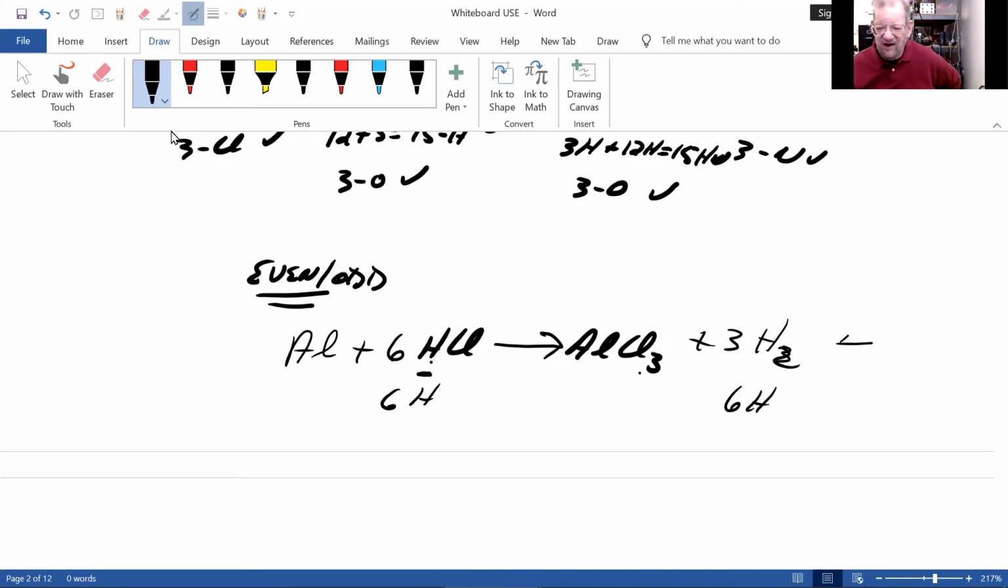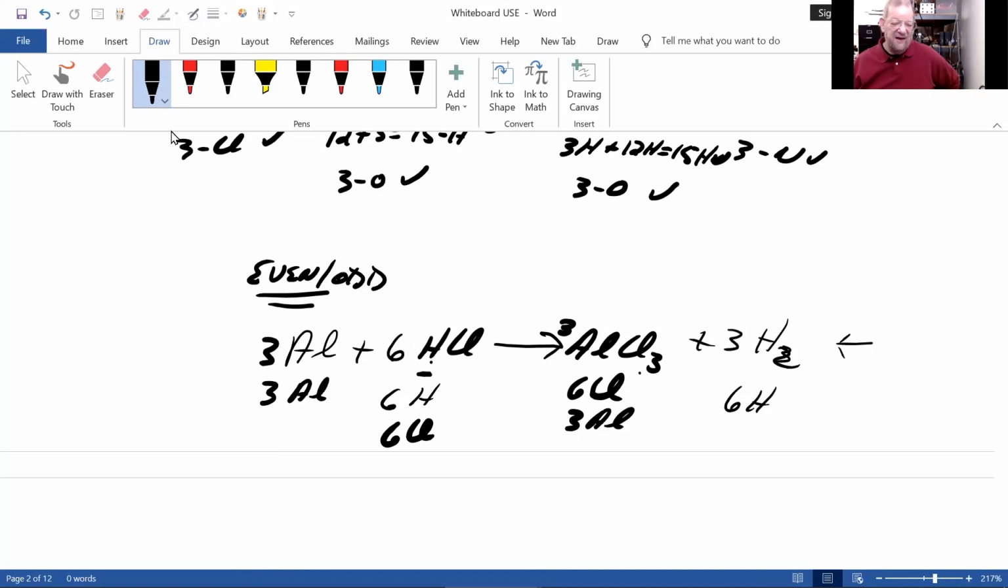Now this is probably tougher than anything I'd ever put on a test, but I just want to show you how tricky balanced chemical equations are. Now I can go back and finish this and say I have 6 chlorine. How do I get 6 chlorine? Put a 3 there. I have 6 chlorine. And now I have 3 aluminum. And if I put a 3 there, I have 3 aluminum.